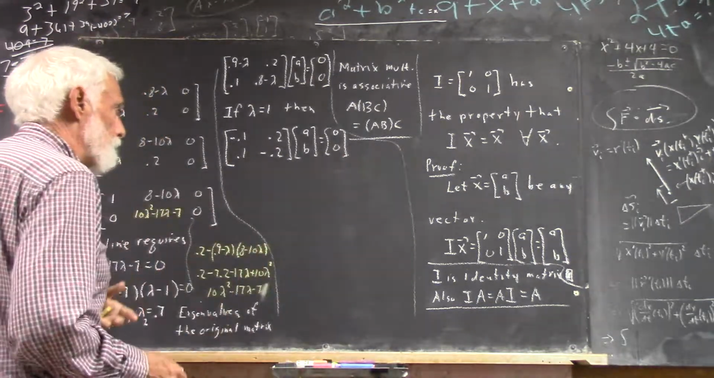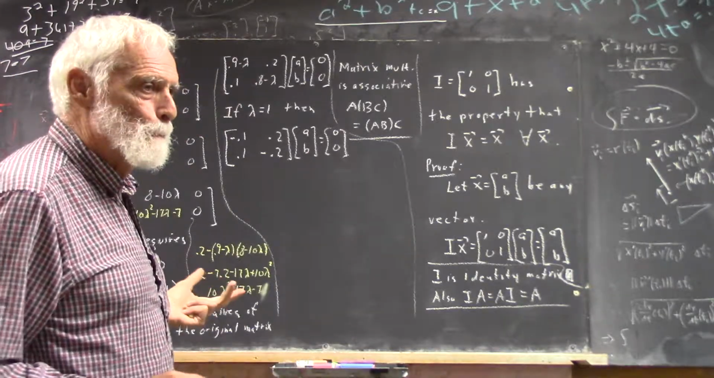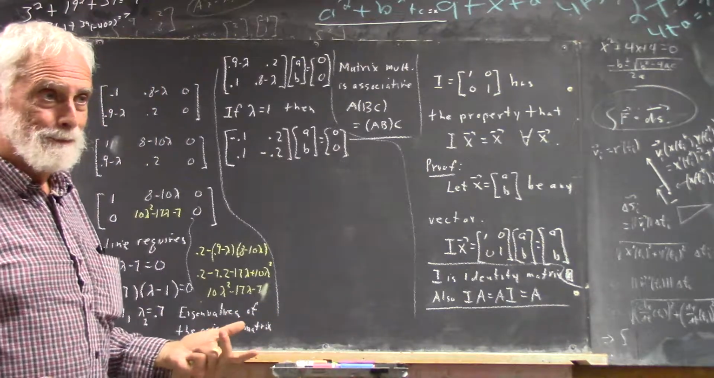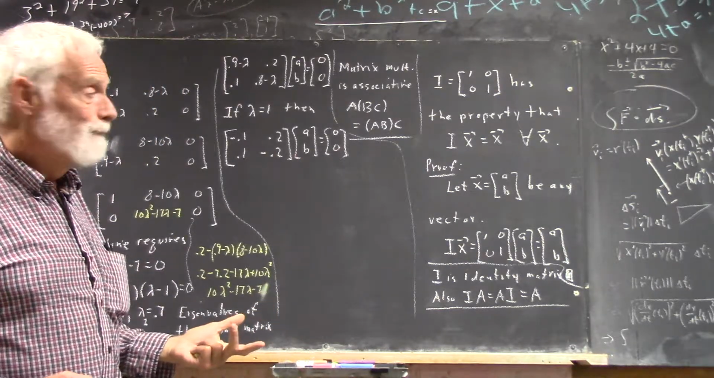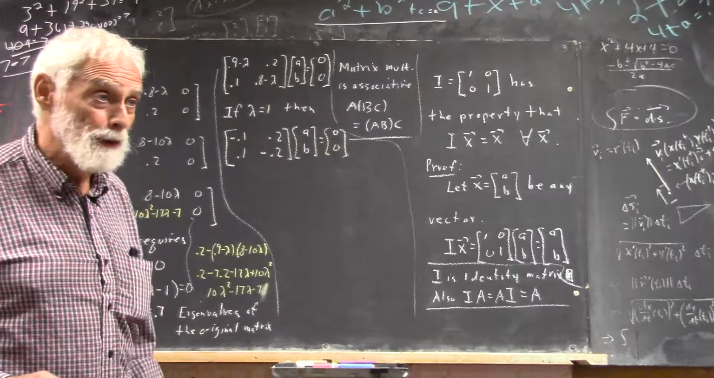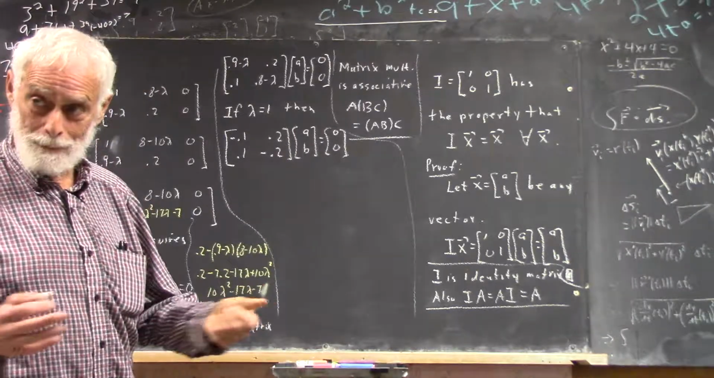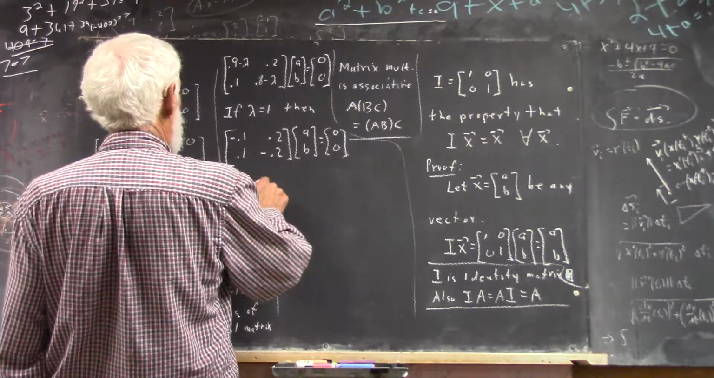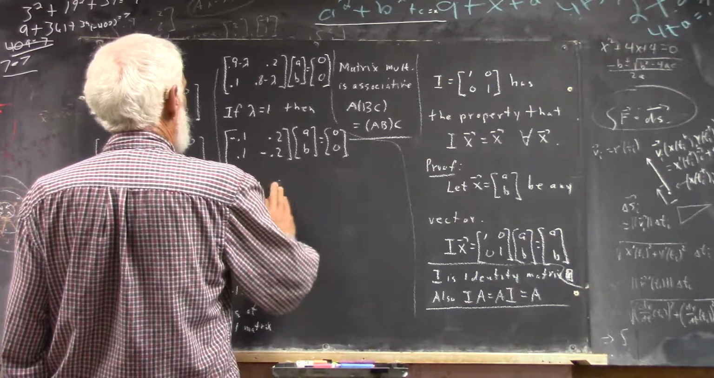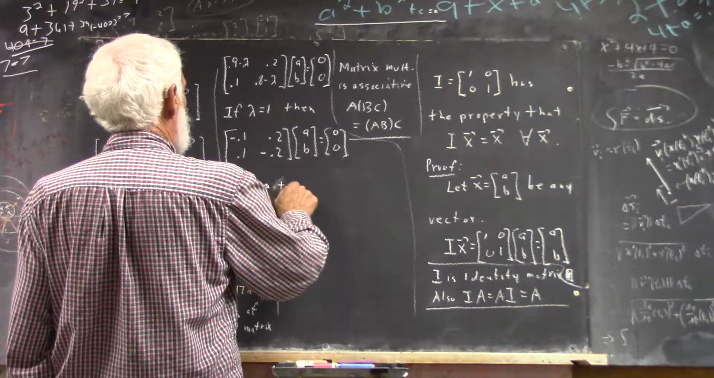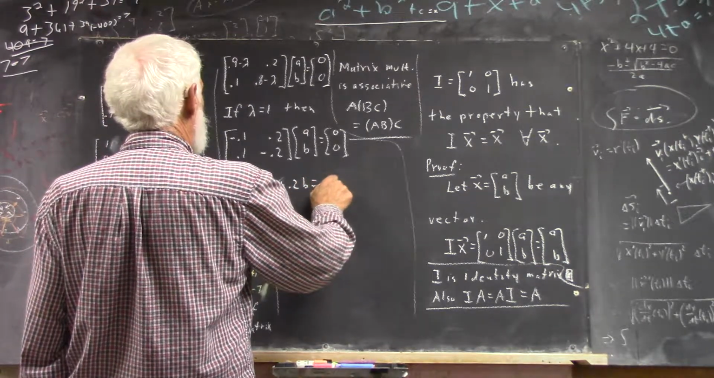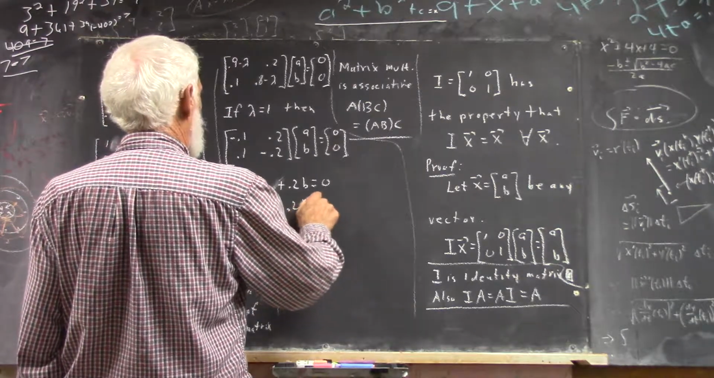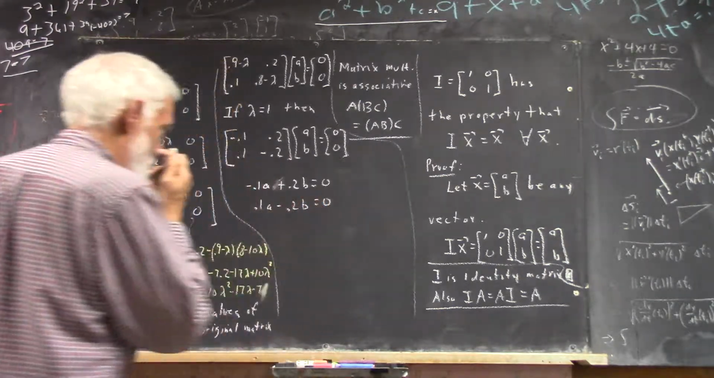So here we have it. What's the solution? Well, what do you do here if you're not sure what to do? You write it out as simultaneous equations. Kind of remember that. Okay? So we have negative 0.1a plus 0.2b equals 0, and 0.1a minus 0.2b equals 0.